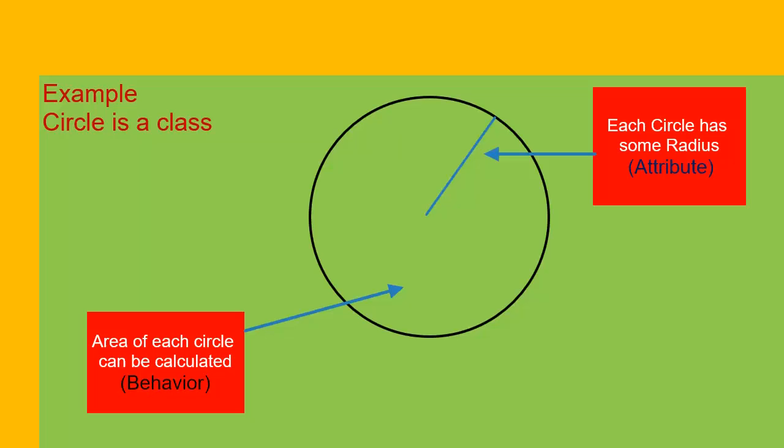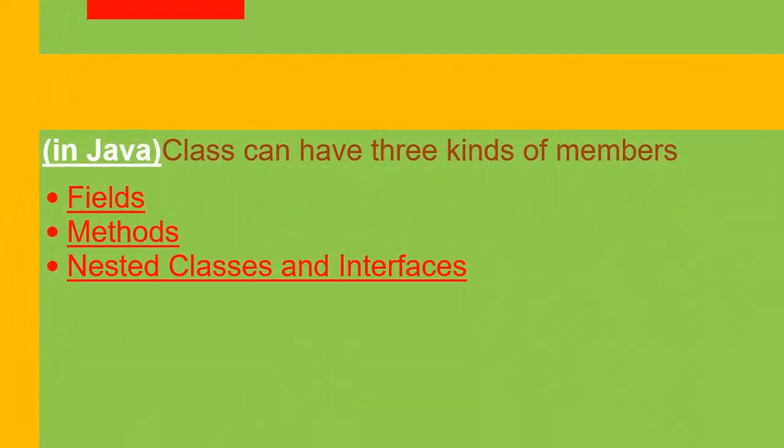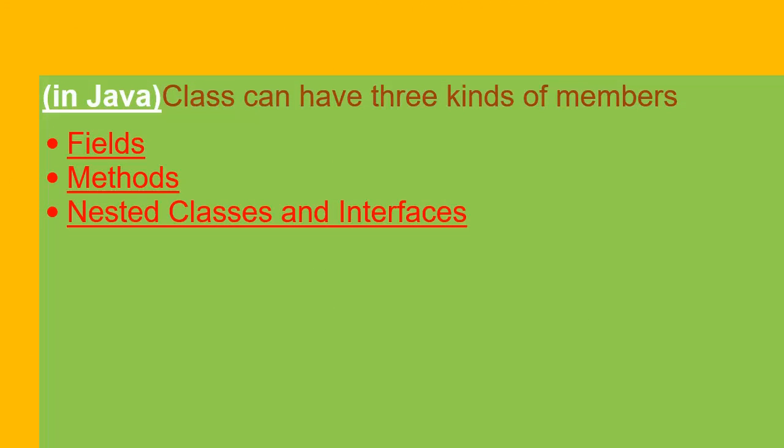So here this circle is a generalized picture of any circle which can be drawn in this world, that will have and must have the radius and the area. However, in Java, classes can have three kinds of members: the fields, the methods, and nested classes or interfaces.